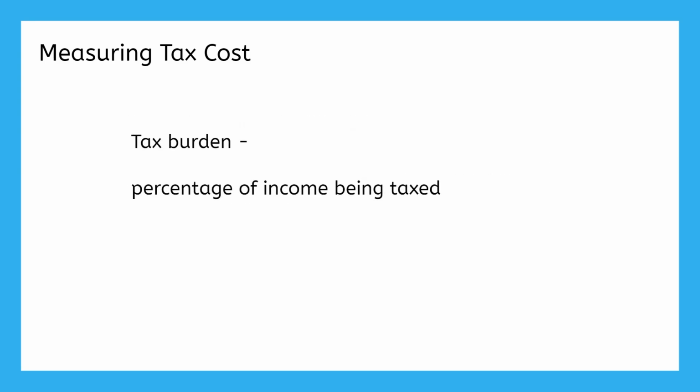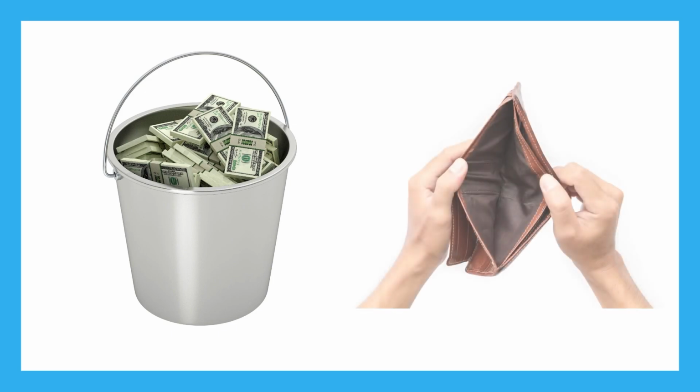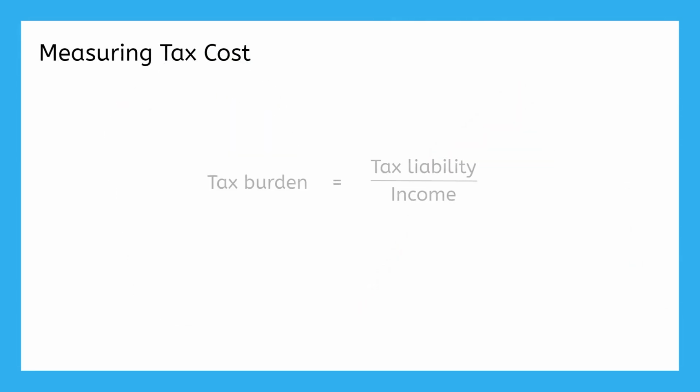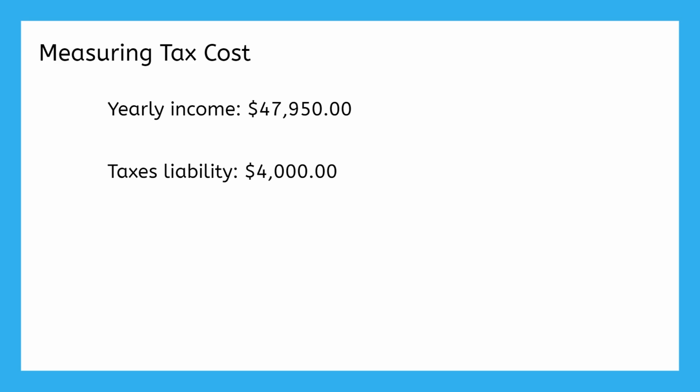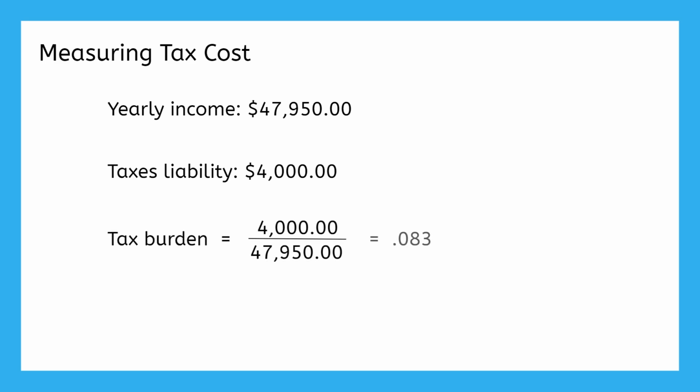Tax burden measures the percentage of a person's income being taxed. $4,000 in taxes could be a tiny drop in the bucket for one person and a huge source of stress for somebody else. To measure tax burden, we divide the tax liability by income. So, for that person who owed $4,000 on an income of $47,950, their tax burden is 8.3% of their income.